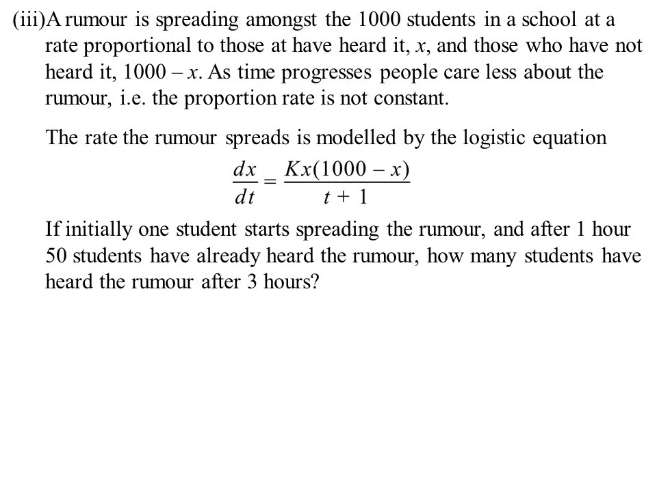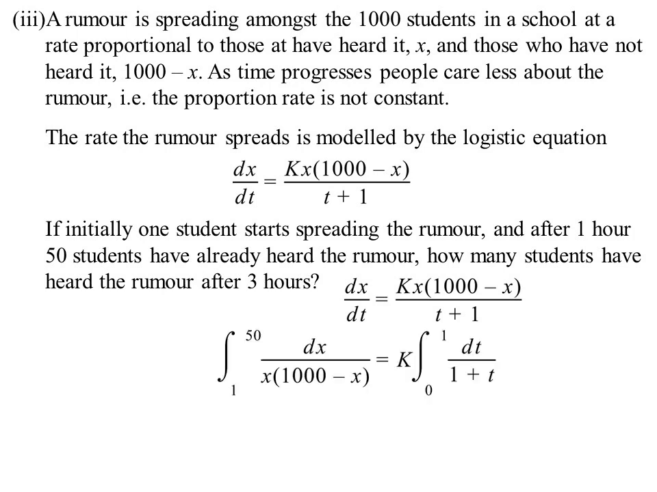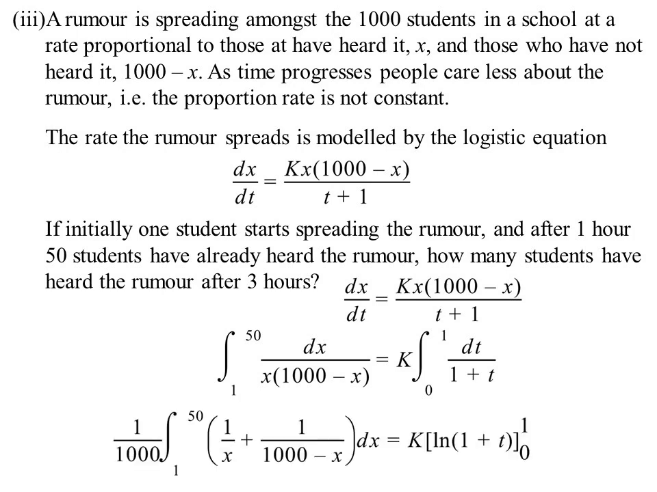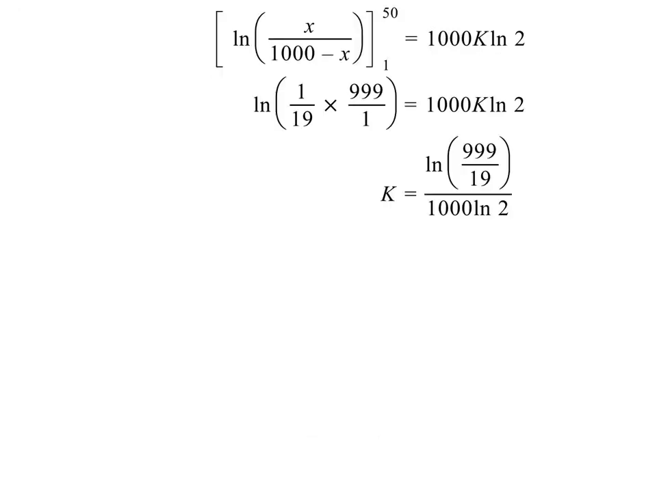How many students have heard the rumour after 3 hours? So half the day has passed. How much of the school have heard this rumour? Like, this will be in the test. There's our equation. Separate out my variables, and we said when t equals 0, 1 person, and at 1 hour, 50, so we can work out what this k is. Okay, well, left-hand side, partial fractions, we can get 1 on x plus 1 on 1000 minus x. Subbing in, there's our constant.